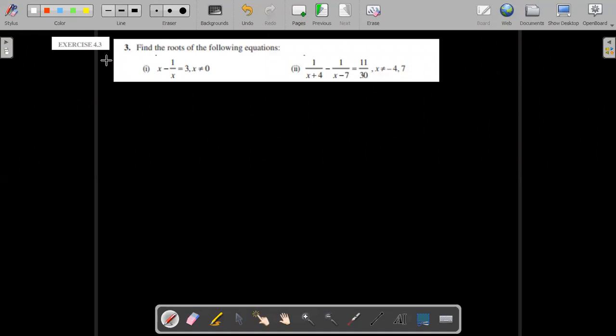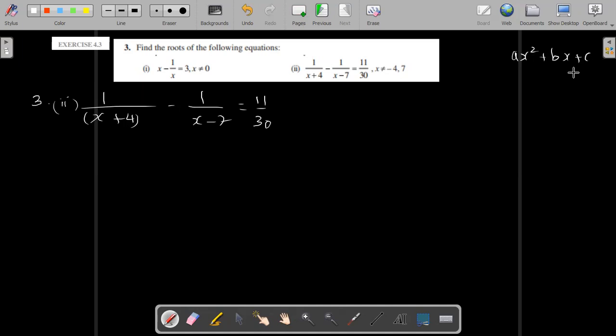So question number 2 of second part of question 3. Again we are given 1 by x plus 4 minus 1 by x minus 7 is equal to 11 by 30. As I told you, first we have to convert all the given equations into this format: ax square plus bx plus c is equal to 0. For that we have to make the LCM, correct?